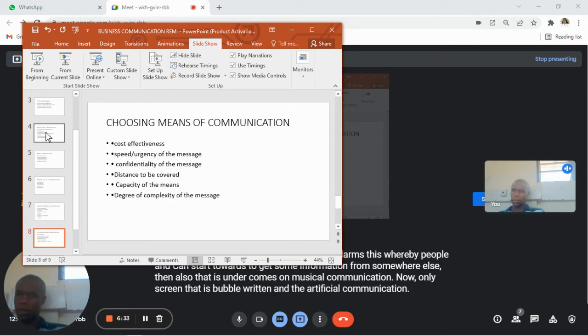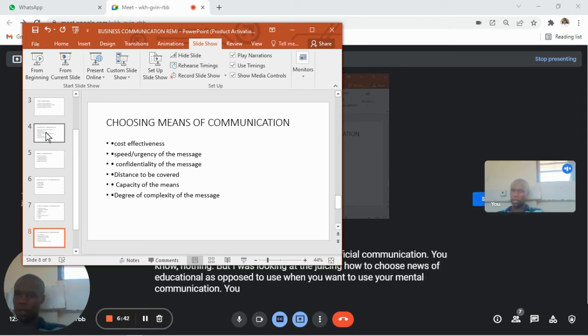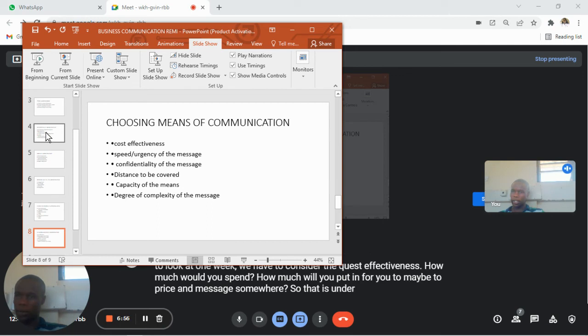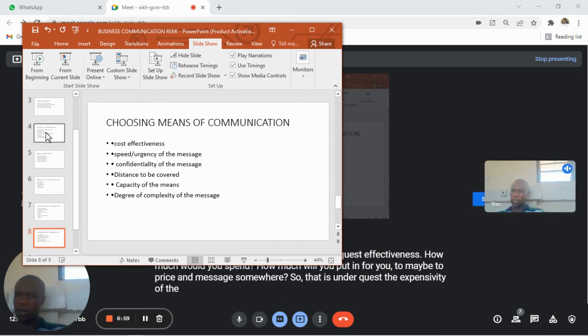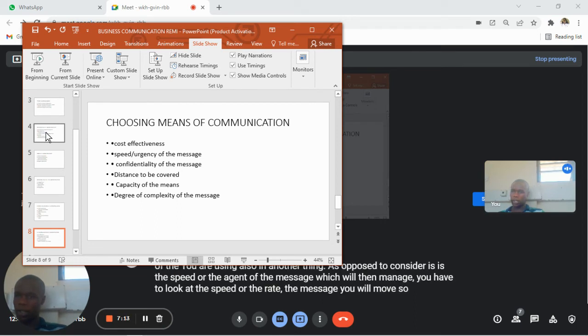Then another thing we're supposed to look at is how to choose the means of communication that we are going to use. When you want to choose your means of communication, there are several factors we are supposed to look at. One, you have to consider the cost effectiveness. How much will you spend to pass some message somewhere? So that is under cost, the expensiveness of the means you are using. Also, another thing we're supposed to consider is the speed or the urgency of the message. You have to look at the speed or the rate at which the message will move so that it can reach the destination you want.